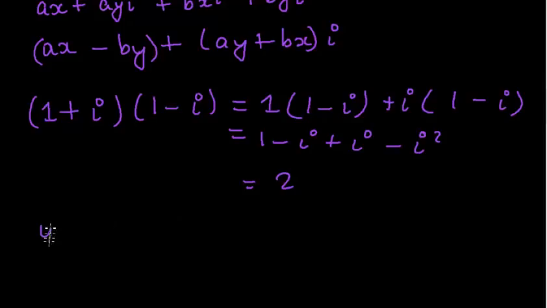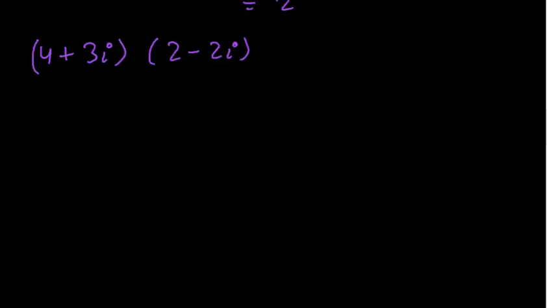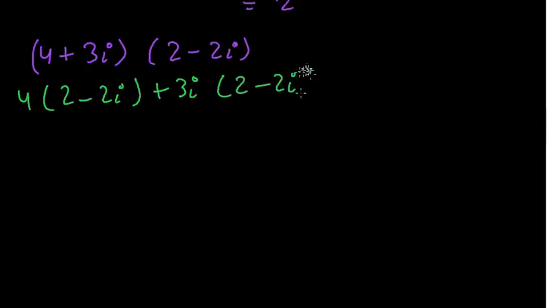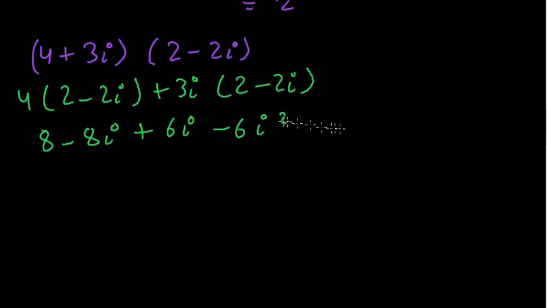Let's look at another example. (4 + 3i) times (2 - 2i). What would that be? You could pause the video and try it on your own. Let's try it. 4 times (2 - 2i) and 3i times (2 - 2i), and this would be 8 minus 8i, that would be 6i, and that would be minus 6i squared. i squared is -1, remember this, I'm writing it again, and that would be 8 plus 6, 14, and negative 8i plus 6i is minus 2i.